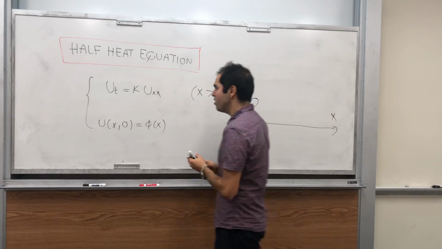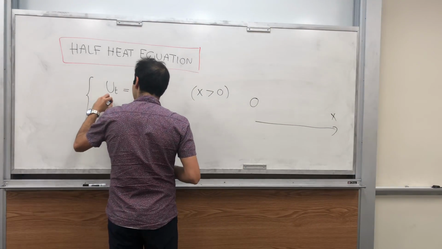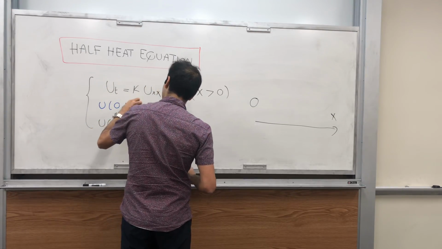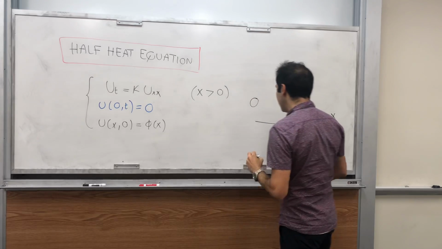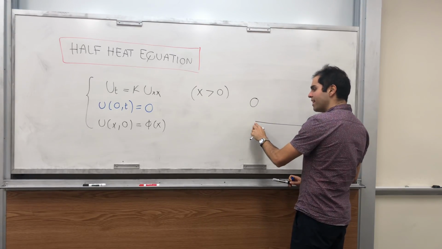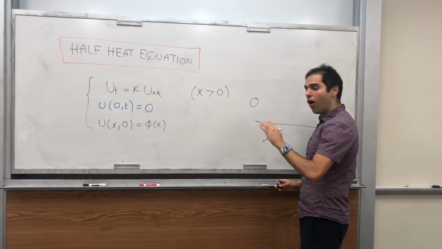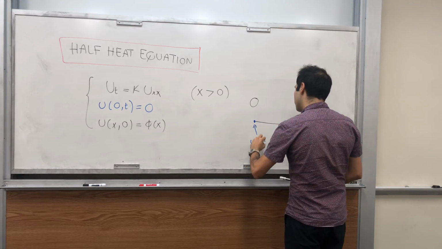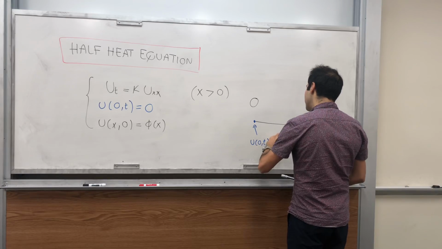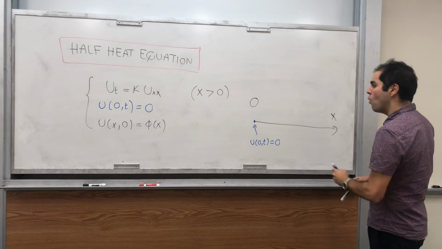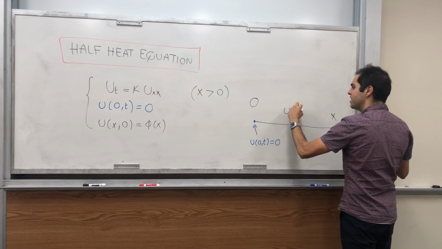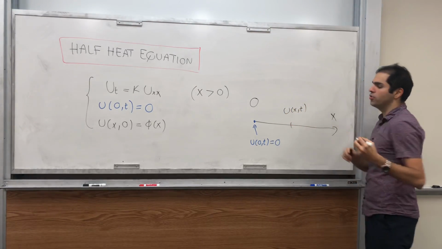And what we'll do, we'll define a new boundary condition, u of 0, t equals 0. Namely, we will require u at this point for all time to be 0. So u(0,t) equals 0, and we would like to know what is u(x,t). Namely, given any position at any time, what is the value here?